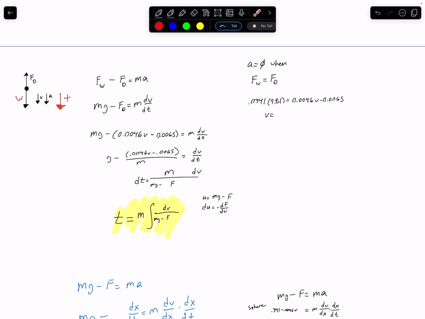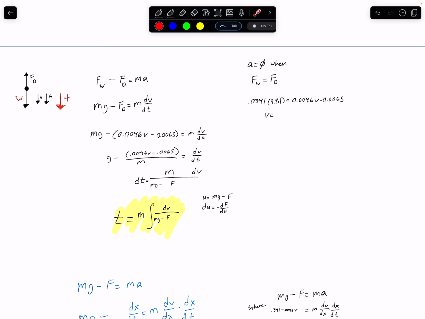Here we know that mg minus F_d, the force of drag, is equal to m times acceleration, and acceleration equals dv over dt. So mg minus F equals m times dv over dt. This part is a little complicated, but we can multiply both sides by dt and divide by mg minus F. And so we get dt is equal to m divided by mg minus F, times dv.